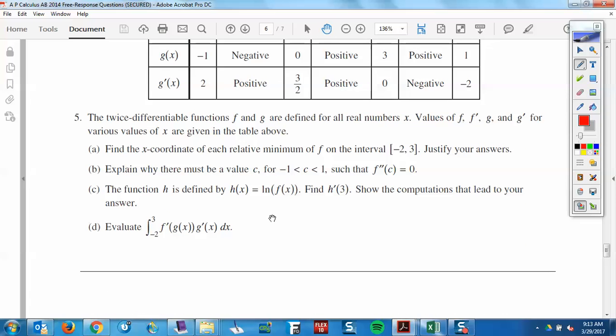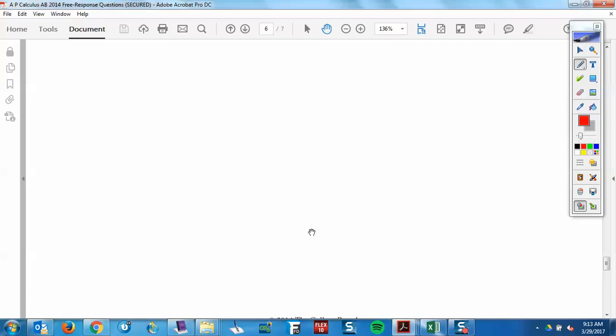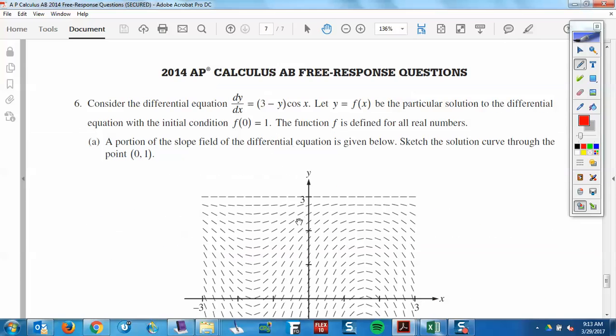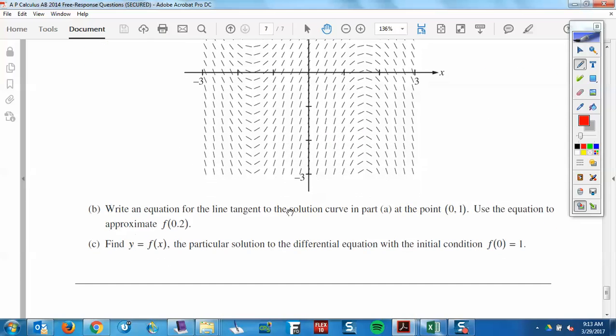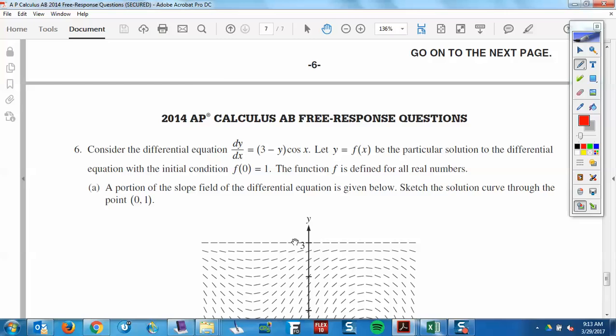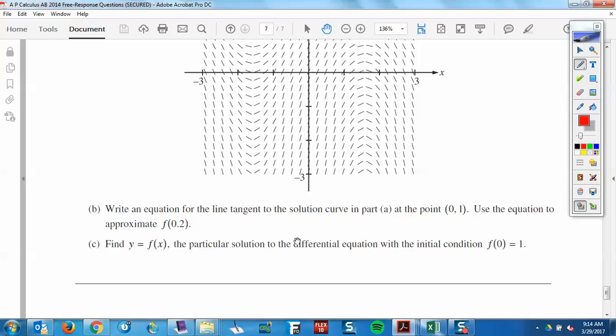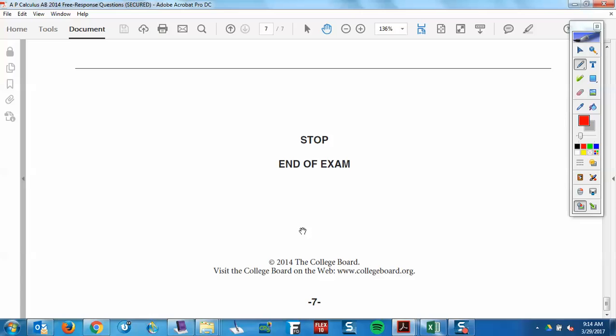We did all of 5. Okay, and let's look at 6. So we can do part A and B. We can't do C. So let's go to 6 and do A and B. That's not very much. So let's finish 4 and let's do the first 2 parts of 6.